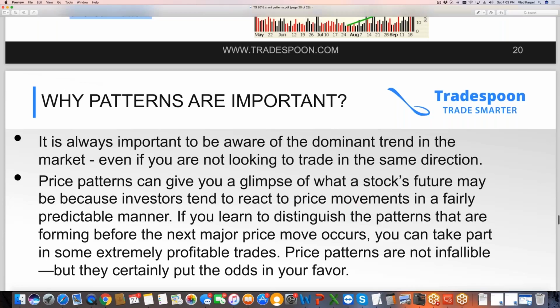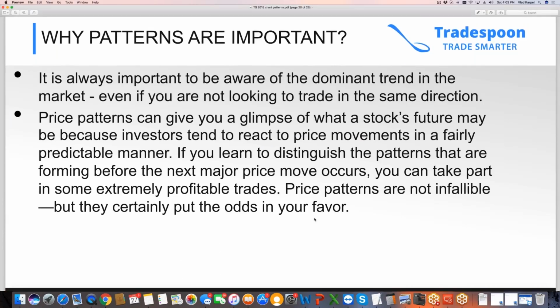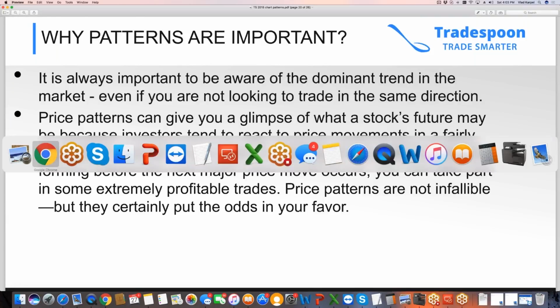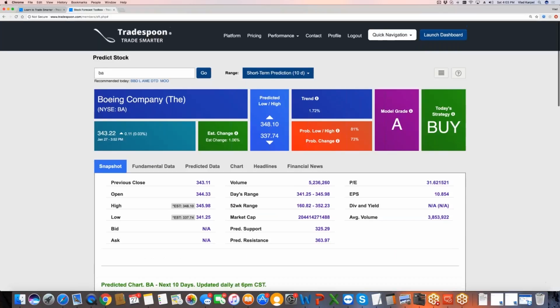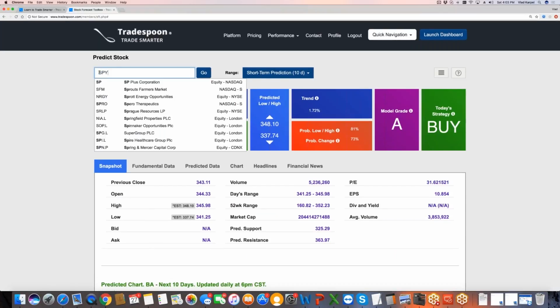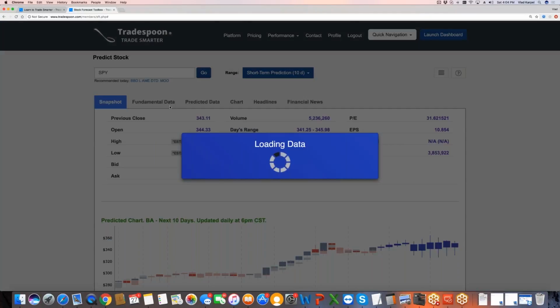And why are patterns important? It's always important to be aware of the dominant trend, right? You don't want to trade against the trend until the trend is broken. You can clearly see that if you look at SPY, the trend is positive.